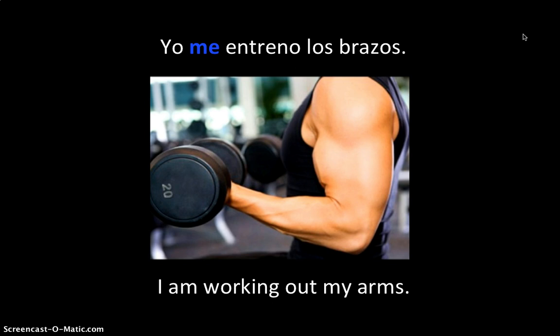Because you in your head know the English, and so when you go to think of the Spanish, you want to say, how do I say I am? Oh, I don't know how to say working out. You also want to say my arms. Notice in the Spanish we don't say my arms. It's assumed that it's your arms. You just say the arms. So, the translations are very different. That's the real key, the key issue here. Yo me entreno los brazos. Literally, I work out myself the arms.